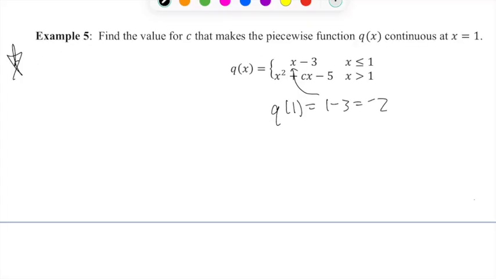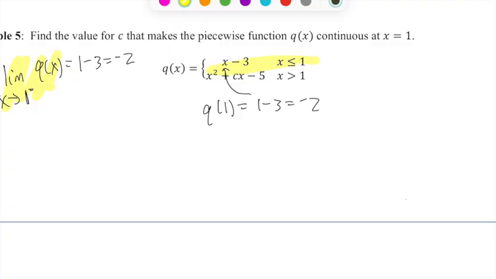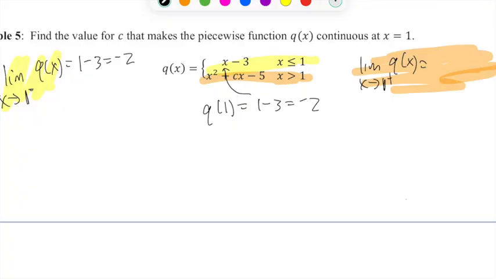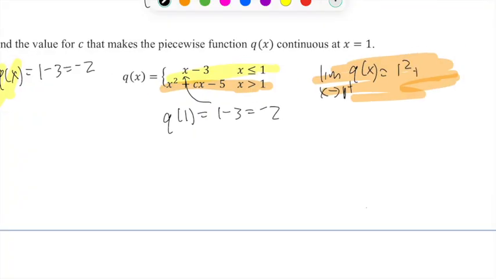So now we need to make sure the left-hand limit and the right-hand limit are the same. So let's do 1 from the left of q of x. So we're going to use this equation here. Plug in. We're going to get 1 minus 3, which is negative 2. Okay. And then we also need to check the right-hand limit. So plug in 1. So we're going to get 1 squared plus c times 1 minus 5. And if we simplify this, this is going to be c minus 4.